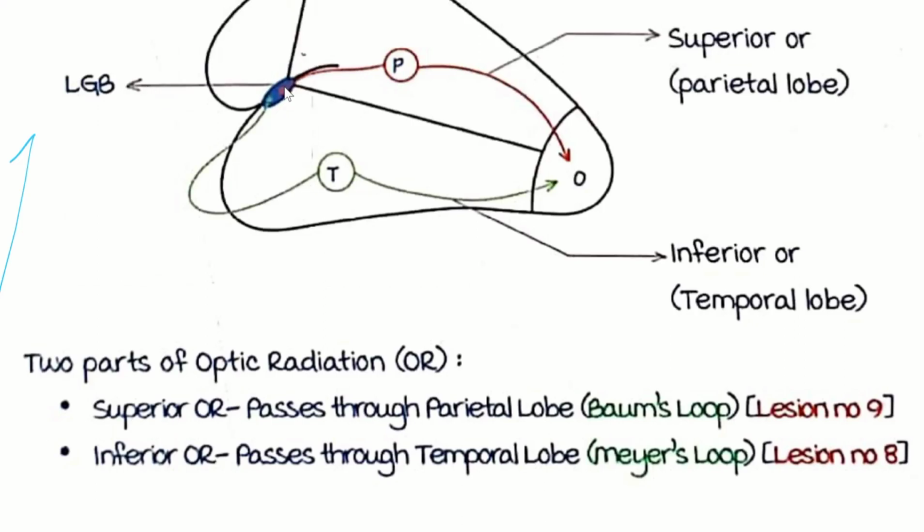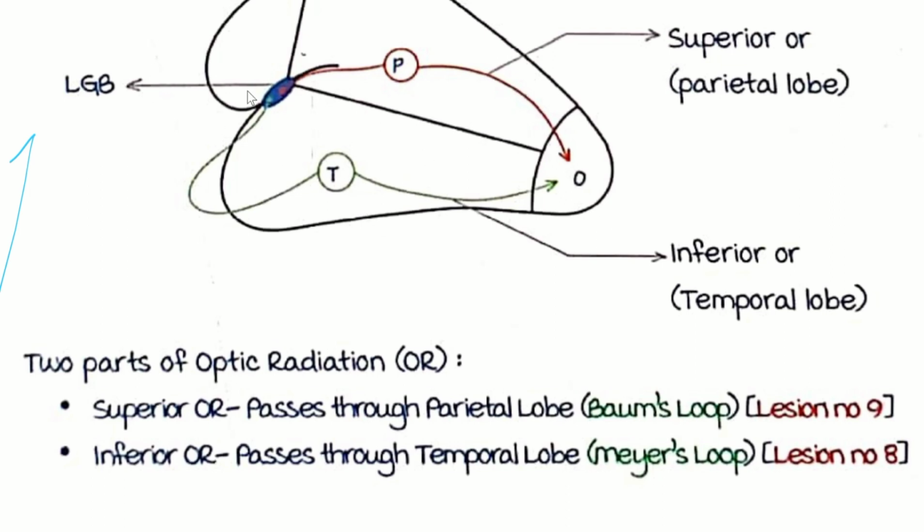Now from the lateral geniculate body, as I said, there come the optic radiations. But the optic radiations are arranged in two bundles. One bundle is called the superior optic radiations, which passes through the parietal lobe, and they are also known as Baum's loop, and the inferior optic radiations, which pass to the temporal lobe, which are also known as Meyer's loop.